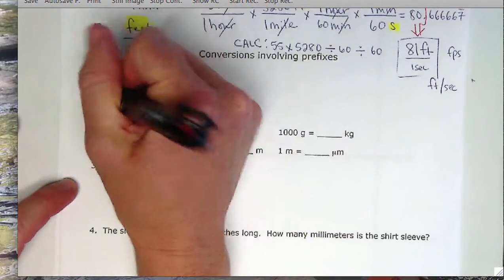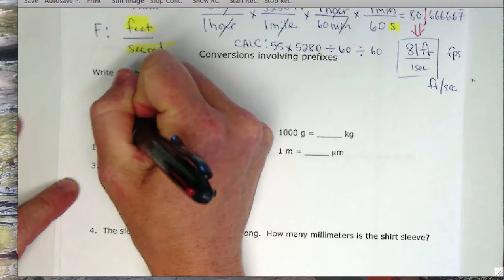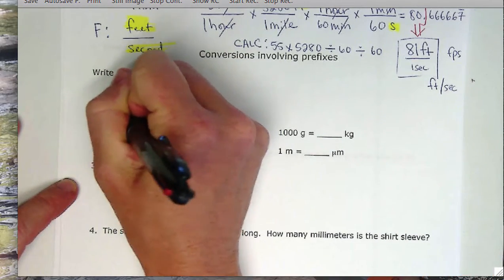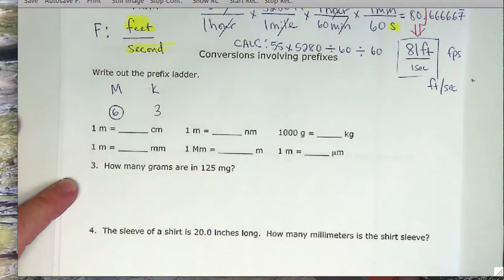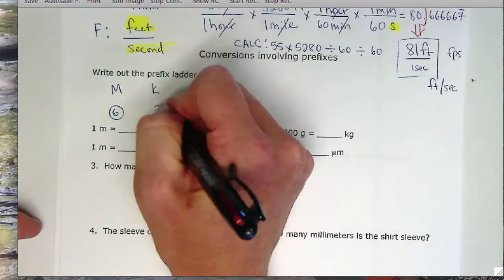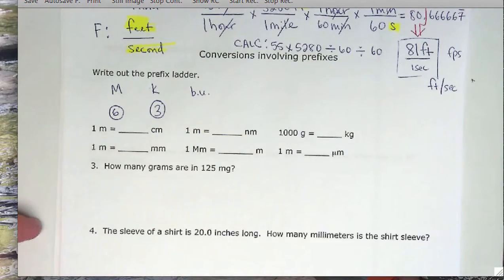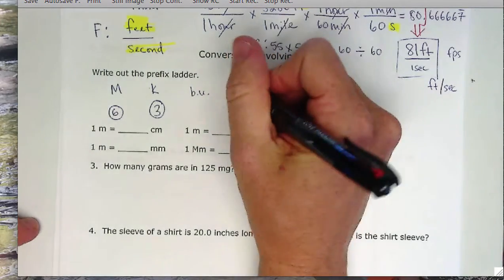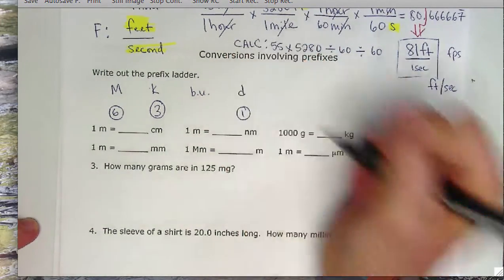Big M. And then kilo, that's a kilogram. Mega is 6, and then kilo is 3. Then the base unit. And then what comes next? Deci. Deci, excellent. That's 1.